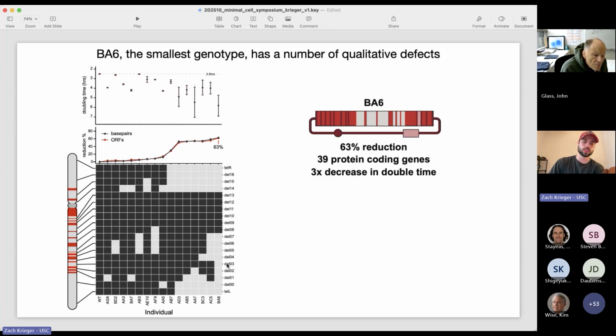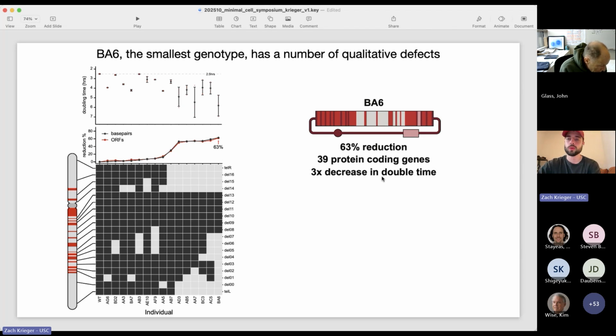I'll just talk about this genotype, which is the smallest of the chromosomes that we've produced so far in an individual called BA6. About 63% of the chromosome is removed, as I said before, and it has a pretty long doubling time, which makes it a little bit difficult to work with. I'm kind of pampered. Yeast is incredibly easy to work with, and so any reduction in it can be frustrating.